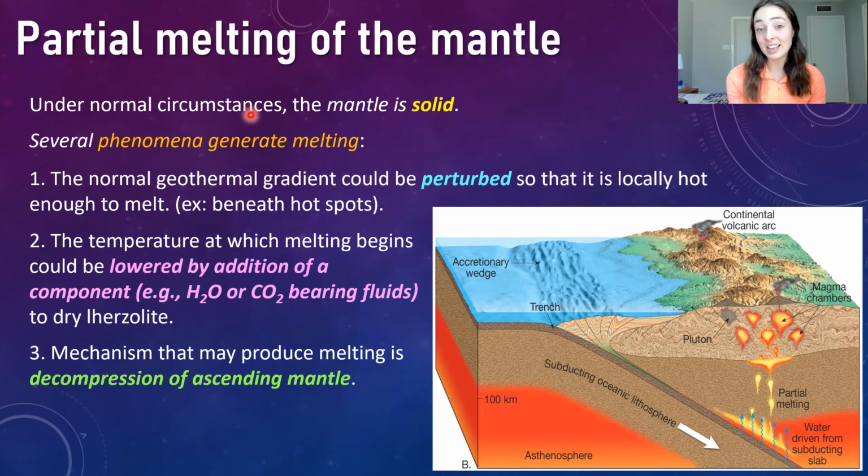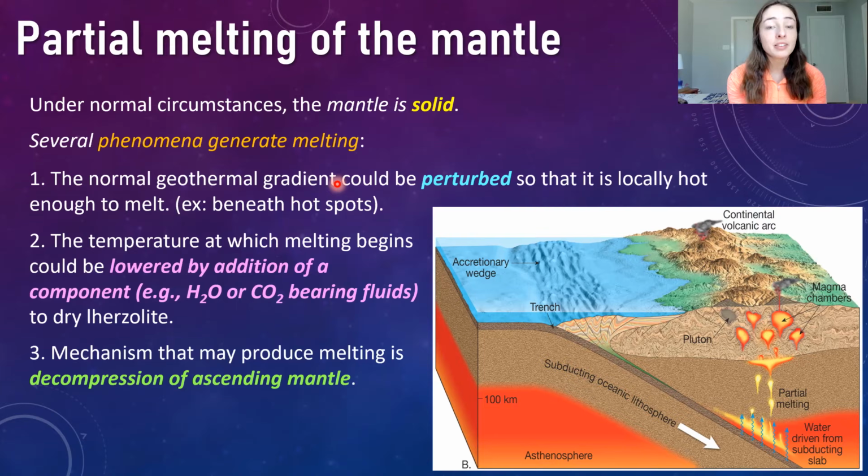So what is it exactly, though? Well, under normal circumstances, the mantle is solid, and it actually has to undergo melting to then induce magmatic and volcanic activity that forms the igneous rocks that we know and love at Earth's surface. But there are specific instances or phenomena that can generate melting, and these include 3 major ways that the mantle can undergo melting. The first way is that the normal geothermal gradient could be perturbed or disturbed in some way that causes a local hot spot in which melting occurs, such as Hawaii, for example.